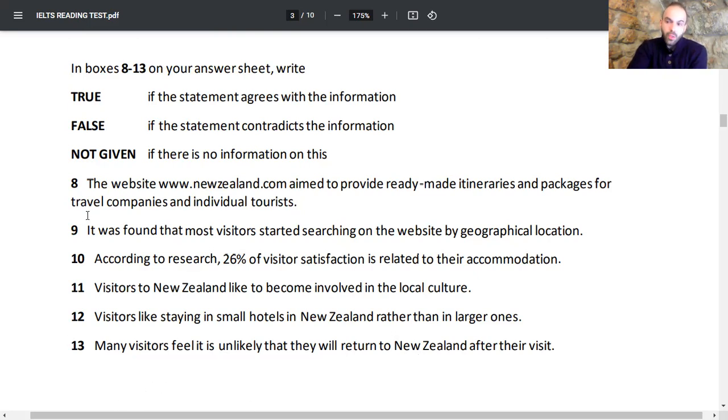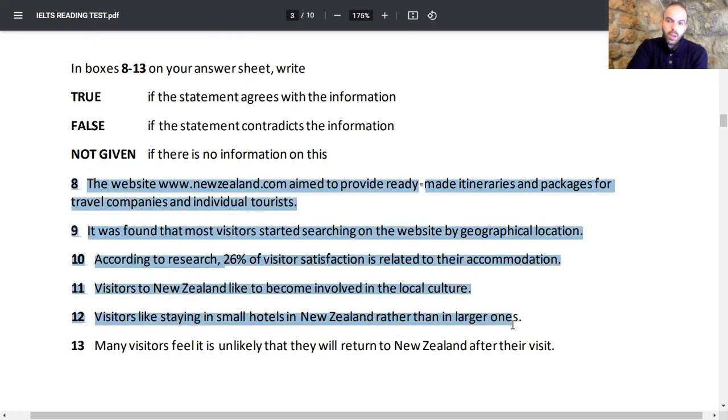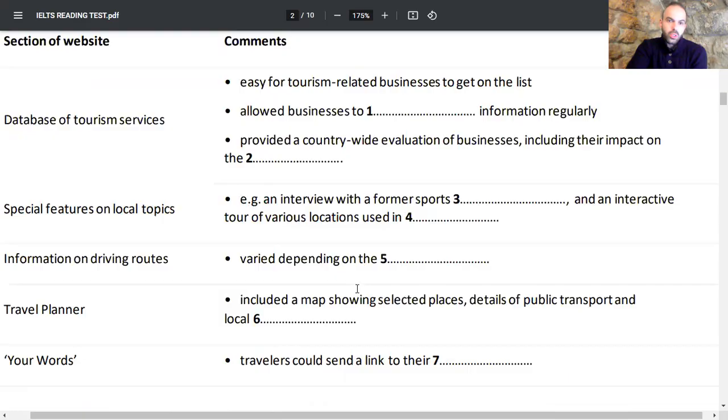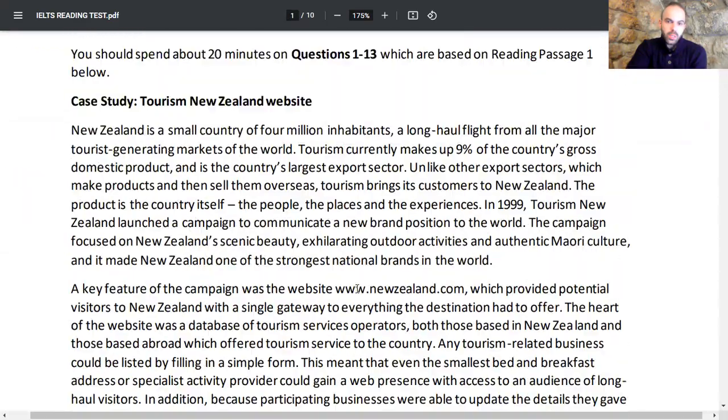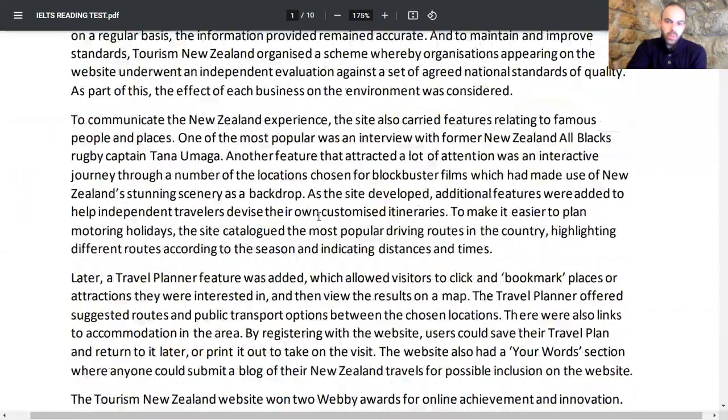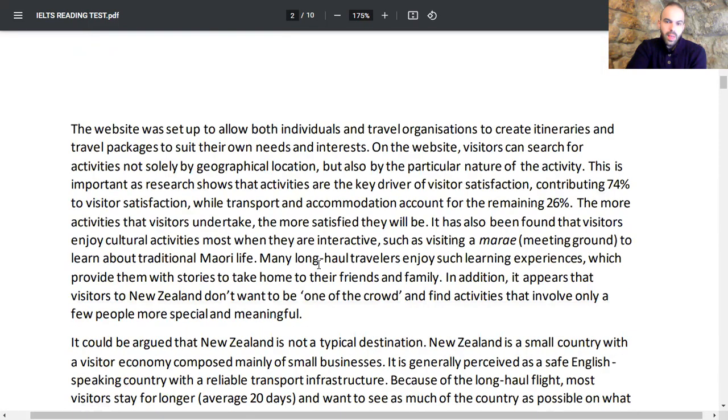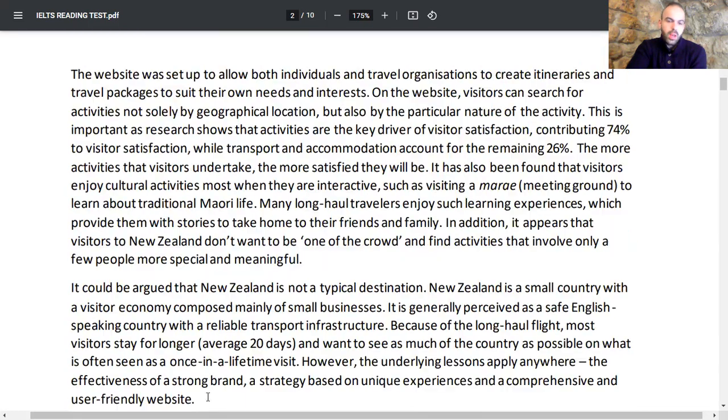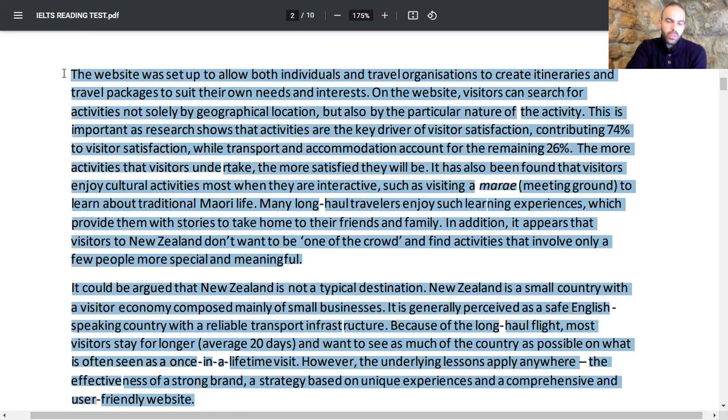So now, from 8 to 12, all of these sentences, you have to actually look in paragraph 6. So let's go to paragraph 6. That's 1, 2, 3, 4, 5, and that's 6. The answers of all of these questions are present in these paragraphs only.